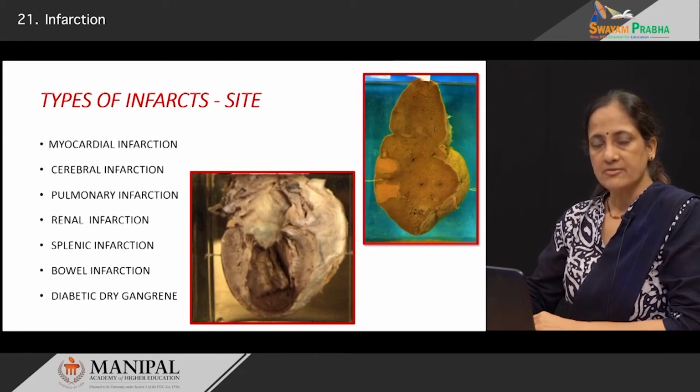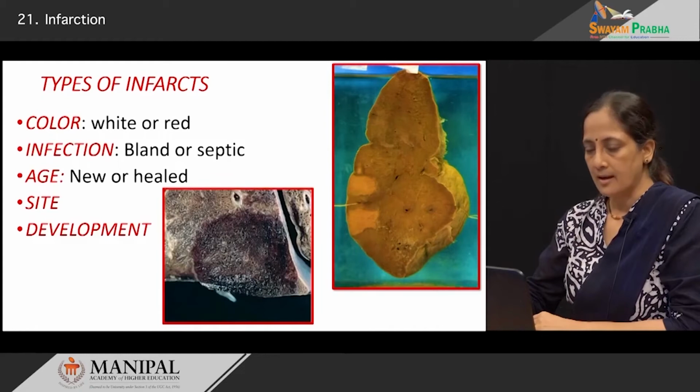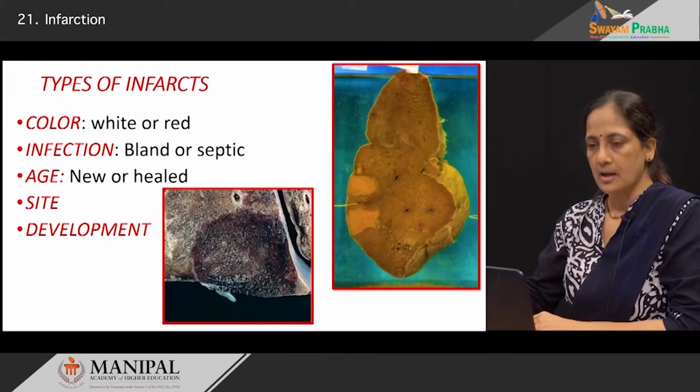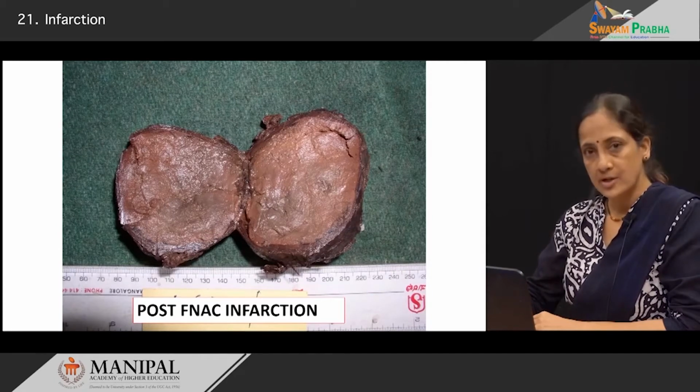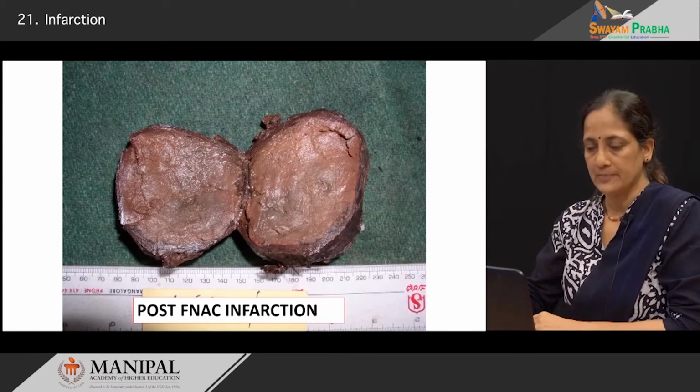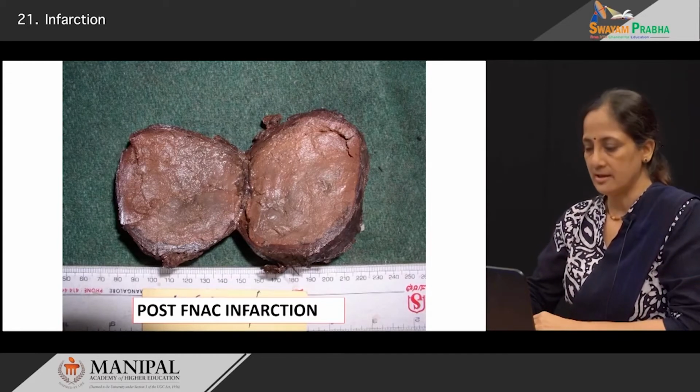Infarcts can lastly be classified again according to the process of development. Most of the infarcts develop as pathologic processes and therefore are pathological infarctions. Some, however, are induced or iatrogenic. For example, when a therapeutic embolization is done, it is called an induced infarction of a tumor. Similarly, when an FNAC procedure is done, due to some arterial compromise occurring in the lesion, an induced infarction results in the tumor. This is called an FNAC induced infarction.